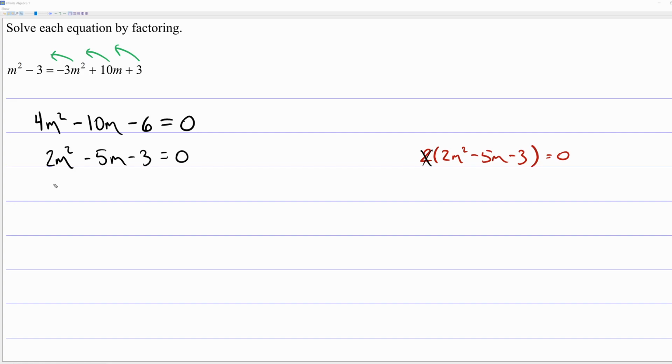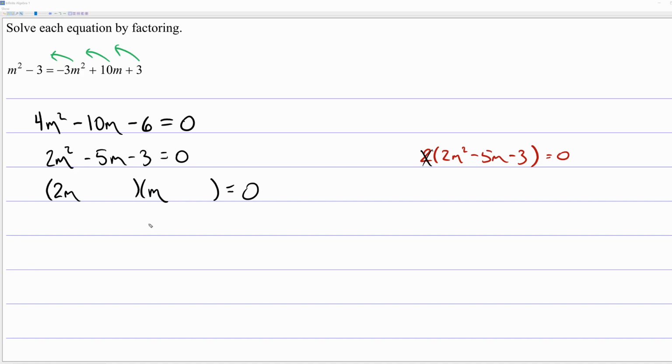Okay, so we're still in step 2. We need to factor the left-hand side. And I forget what the answer is, so I'm not 100% sure how this factors, but we'll figure it out. 2m times m, that's the only way to get 2m squared. Now, the constants have to multiply to get negative 3, so I'm going to have one plus and one minus. I'm not sure which is which.